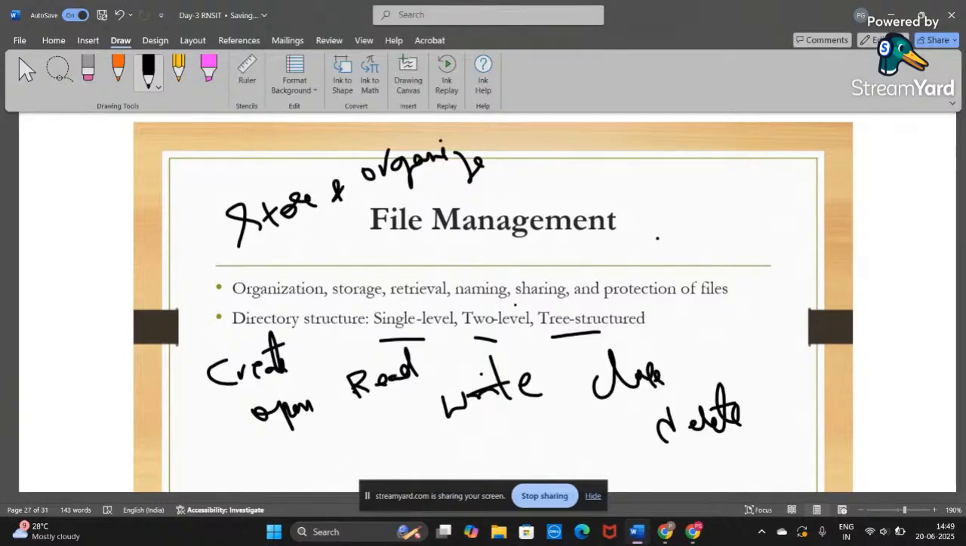The organization, storage, retrieval, naming, sharing, and protection of files is called file management. In this, the directory structures are single level, two level, and hierarchical, also called tree structure. A file system is the storage or organization of data. Then the file operations: create, open, read, write, close, delete. These are the file operations.